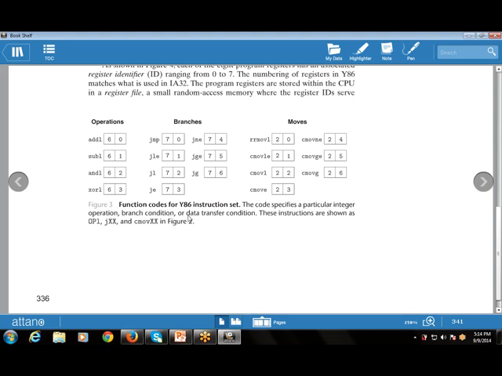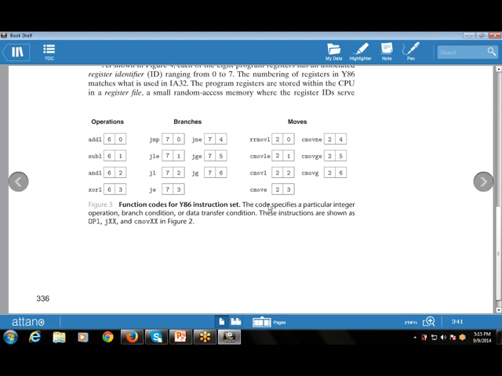operations, branch conditions and data transfer conditions. These are the addition operations, these are the branches, and these are the moves. As I discussed with the help of slides, there are multiple instructions. One is used for operations, one is used for branching, one is used for moving, like the move operation and jump operation. Simple operation means arithmetic operations like addition, subtraction, and logical operations, that is AND and XOR operations.